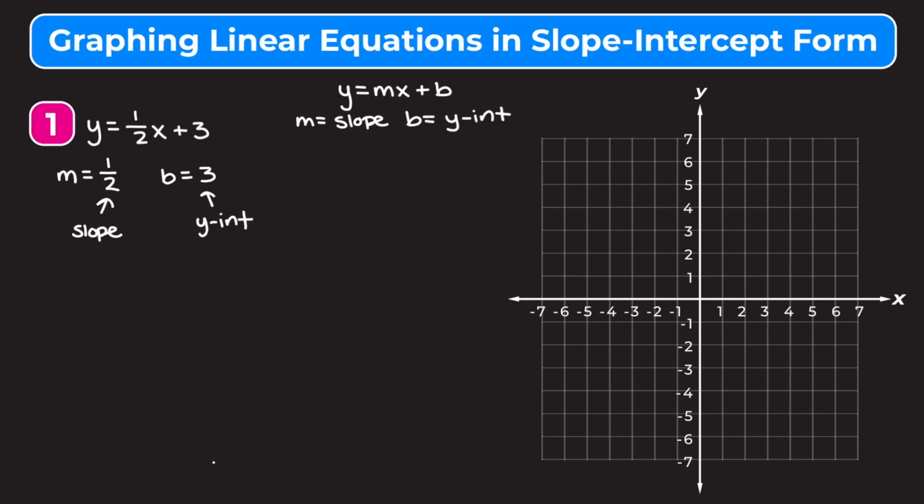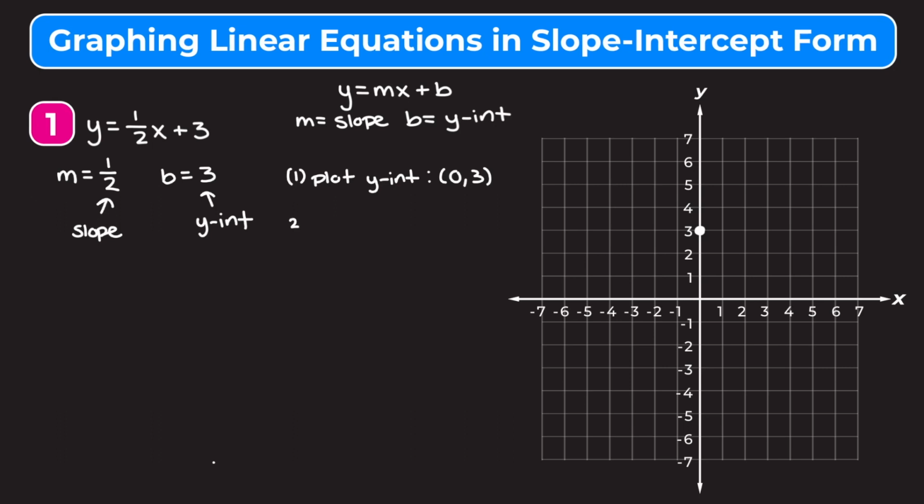And now what you want to do is start by plotting your y-intercept. So I'll write that over here. Step 1 is plot y-intercept. And our y-intercept is at positive 3, so that means it's the point 0, 3. Remember, the y-intercept is where our graph crosses our y-axis. So it's going to be right up here at 0, 3.